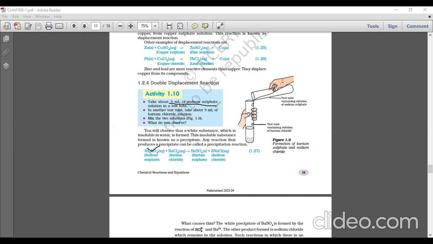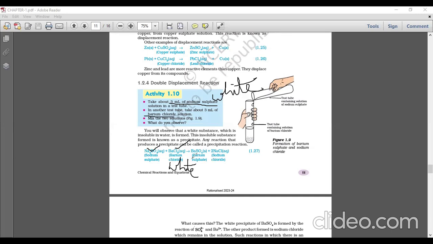And what will be the color of this sodium sulfate salt? Tell me. The color will be white. So this reaction is also known as a precipitate reaction. Now he's saying that in another test tube, take 3 ml of barium chloride. This is the chemical formula. What will be the color of barium chloride? Again, barium chloride will also be white.